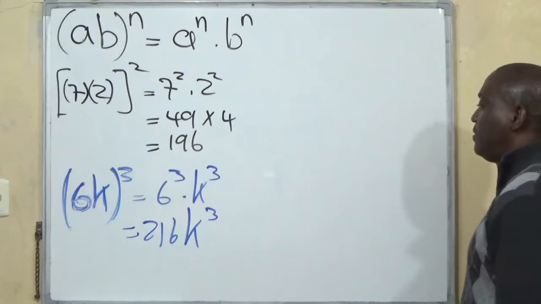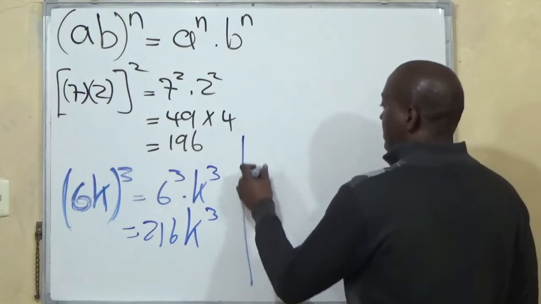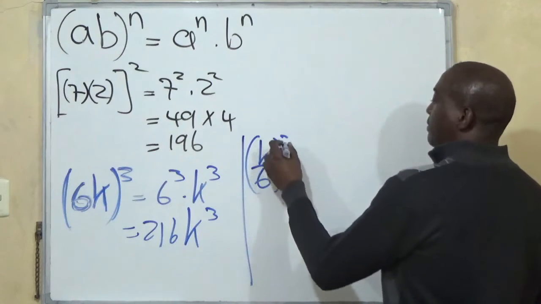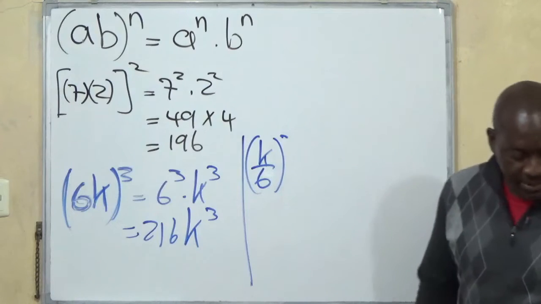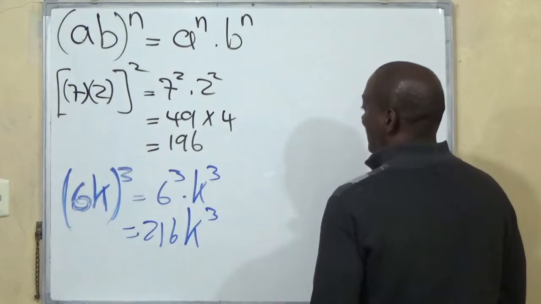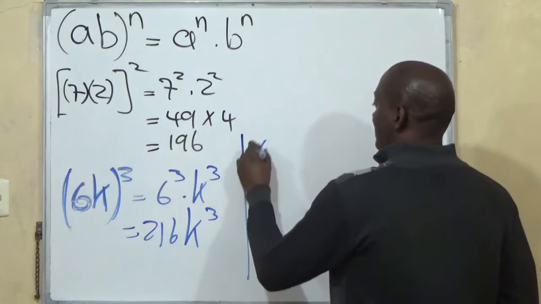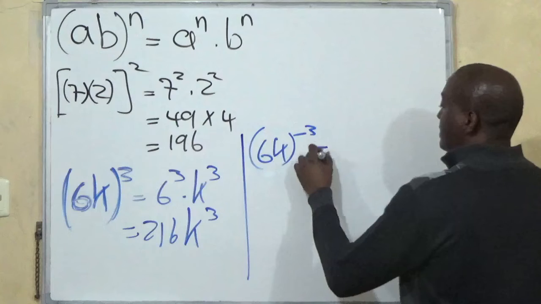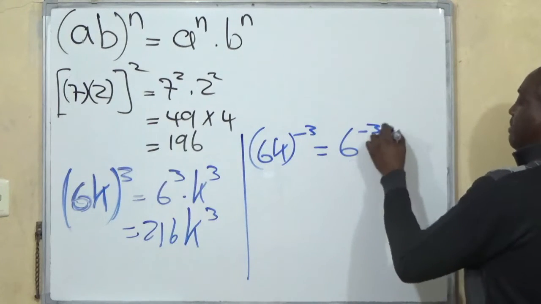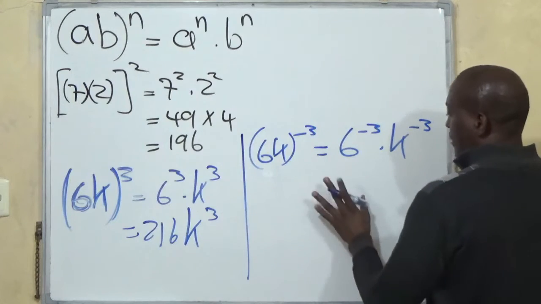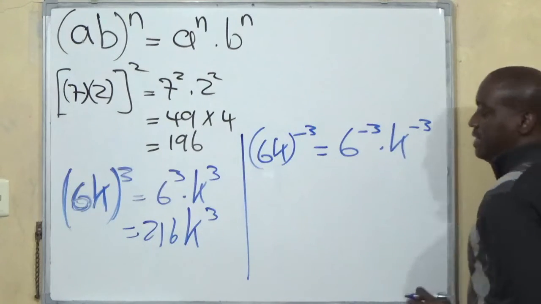It applies also when you have negative powers. Let me say you have (6k) to the power of minus 3. That is the same thing as 6 to the power of minus 3 by k to the power of minus 3. We will not simplify this for the time being.